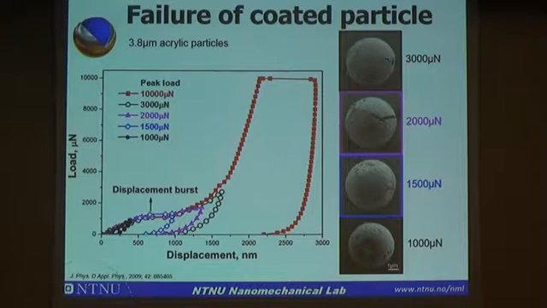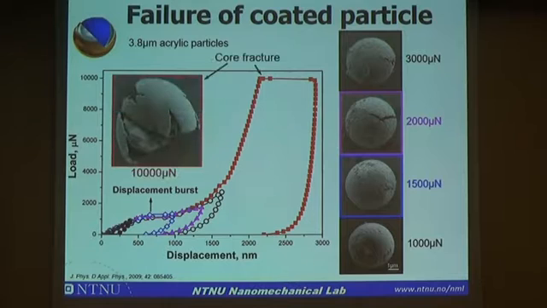And if we look a little bit more clearly, we compress the individual particle to different load levels, then we combine with the SAM observation, and we could see this fracturing process of the single particles. And there is the coating cracking here. And even at a very high load, we see the fracture of both the metal coating and also the polymer core.